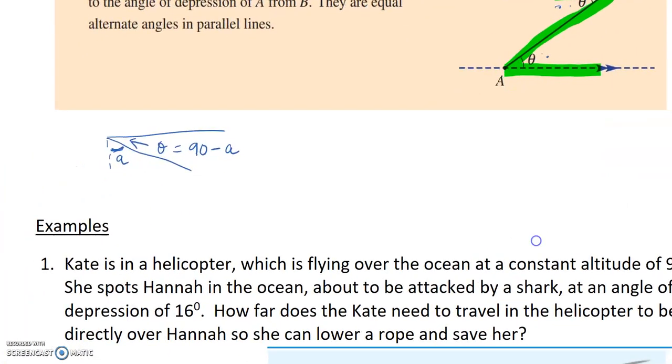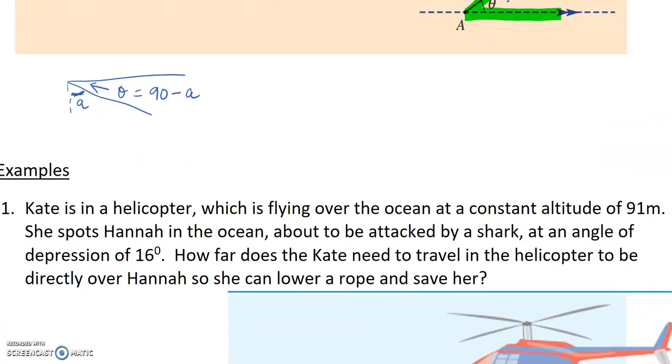Right, let's have a look at some examples. We'll do one example first, and then we'll do some in class. Kate is in a helicopter, which is flying over the ocean at a constant altitude of 91 meters. The word altitude means height. She spots Hannah in the ocean, about to be attacked by a shark, at an angle of depression of 16 degrees. How far does Kate need to travel in the helicopter to be directly over Hannah so she can lower a rope and save her?